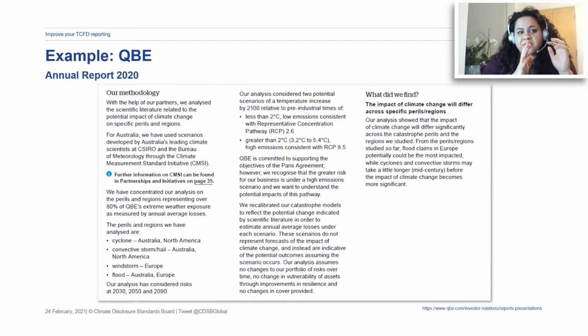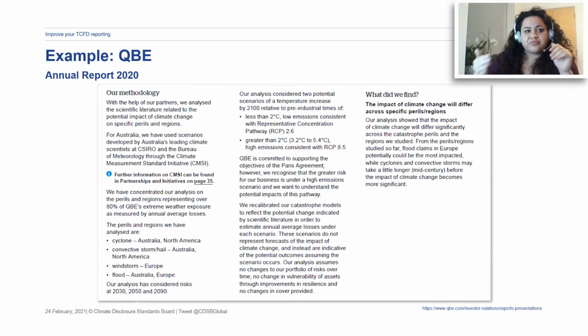I have one example from here, and there is a lot of information in the QBE report, and I've only been able to take a small section because I didn't want to overwhelm you with too many screenshots that you wouldn't be able to read what was on the page. But QBE provide a lot of information about the scenario analysis that they conducted. In the beginning stages, a lot of companies start off by just disclosing their methodology, the approaches that they're taking, and what the assumptions behind a 2 degrees and a 4 degrees scenario, for example, are.